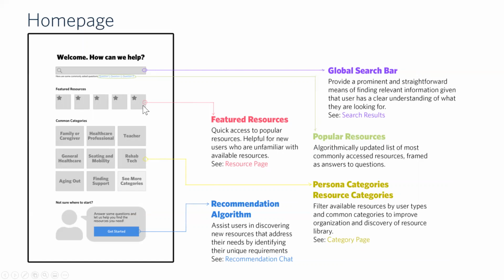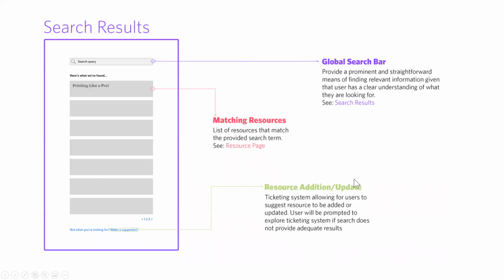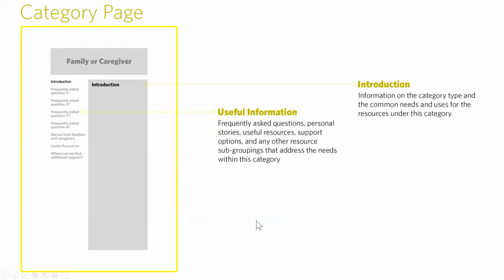It'll have featured resources that are popular so that it helps you to get to those most popular resources, as well as persona categories and resource categories, once again, to facilitate getting quickly to where you need to go. When you are searching for something, it will give you matching resources and also give you the option of letting us know when we should be including other resources, or when you couldn't find what you were looking for. On the category page, it should have useful information along the side, supports, and other subgroupings that make sense for you to navigate. And this is where we're at.